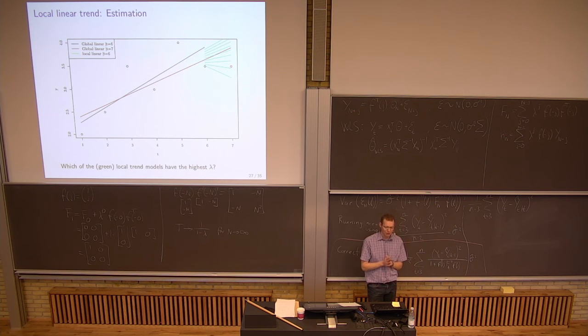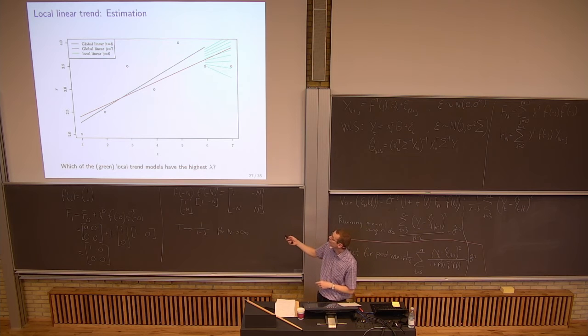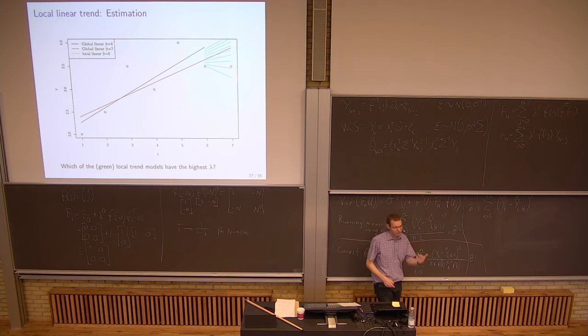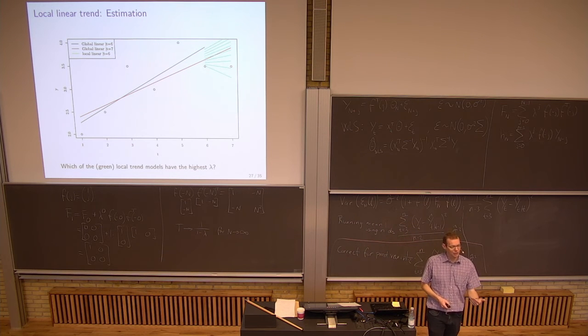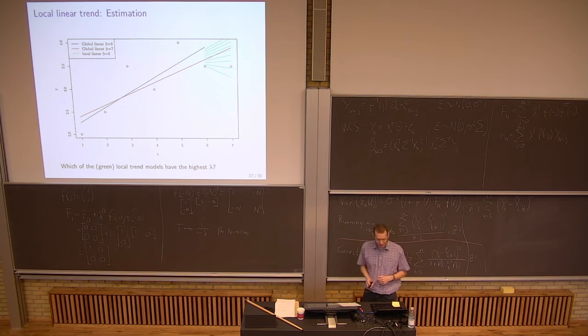So, what have we done so far? We've done some local trend models. Here I plotted the global trend model given data up to time 6, that's the black one, and data up to time 7, that's the red one, and then I made a sequence of local linear model predictions to time t equals 7, given information up to time 6. Now, the question is, which one of these has the highest lambda?